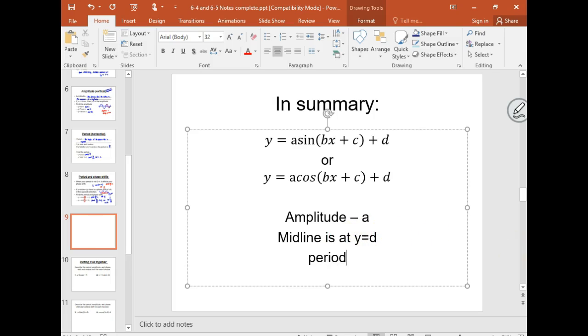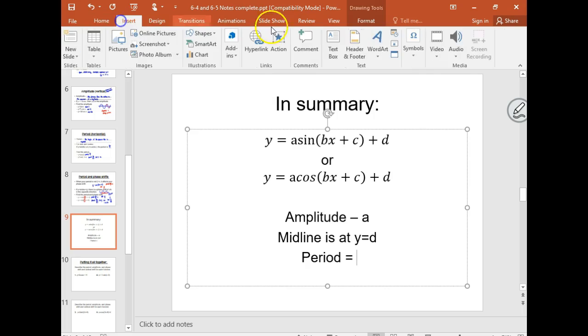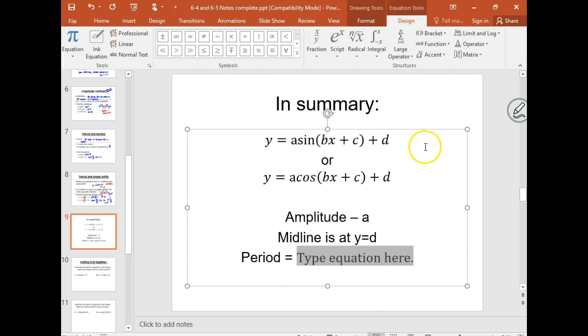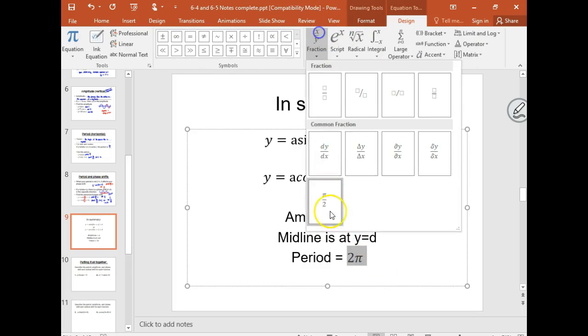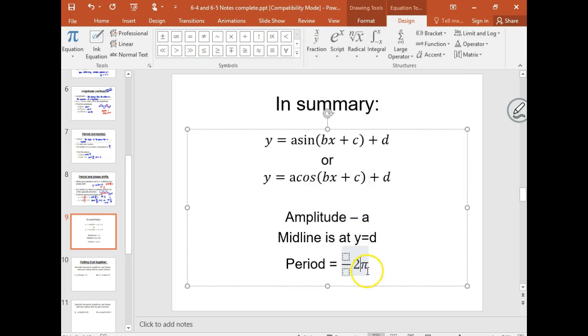Your period, okay? How are we going to find the period? It is 2 pi, where's pi? There it is, 2 pi over, gosh, this equation editor is not that great, 2 pi over b. We would divide it by this number right here in front of that x.